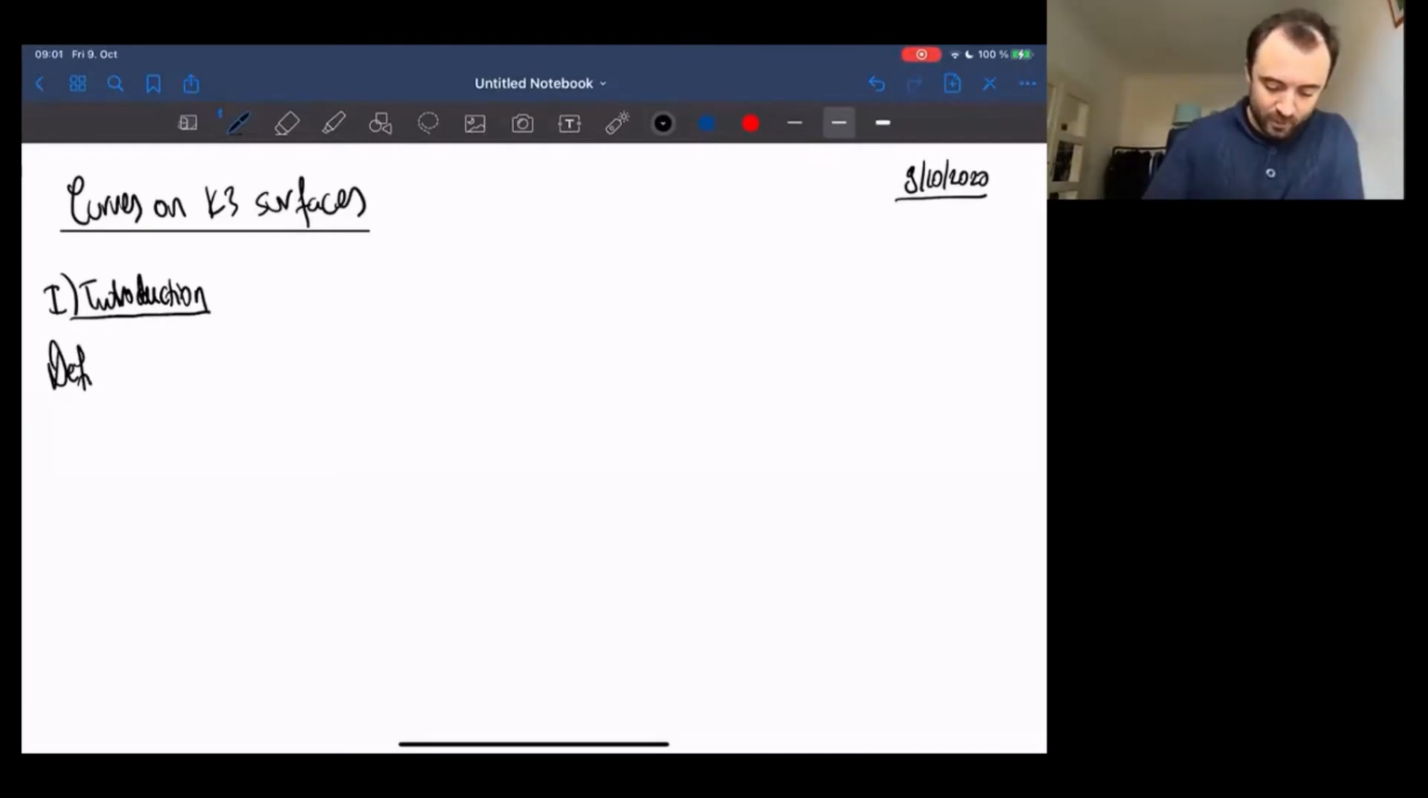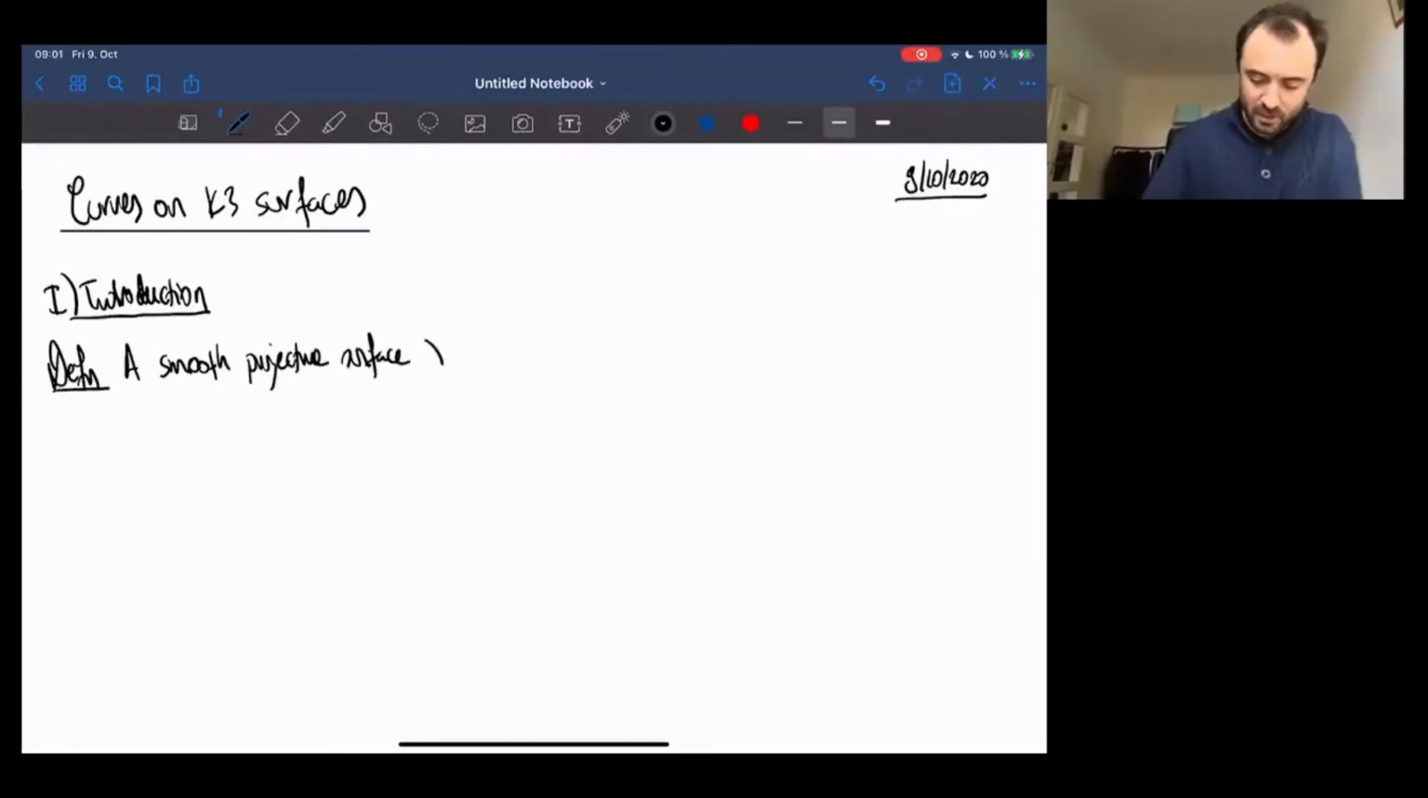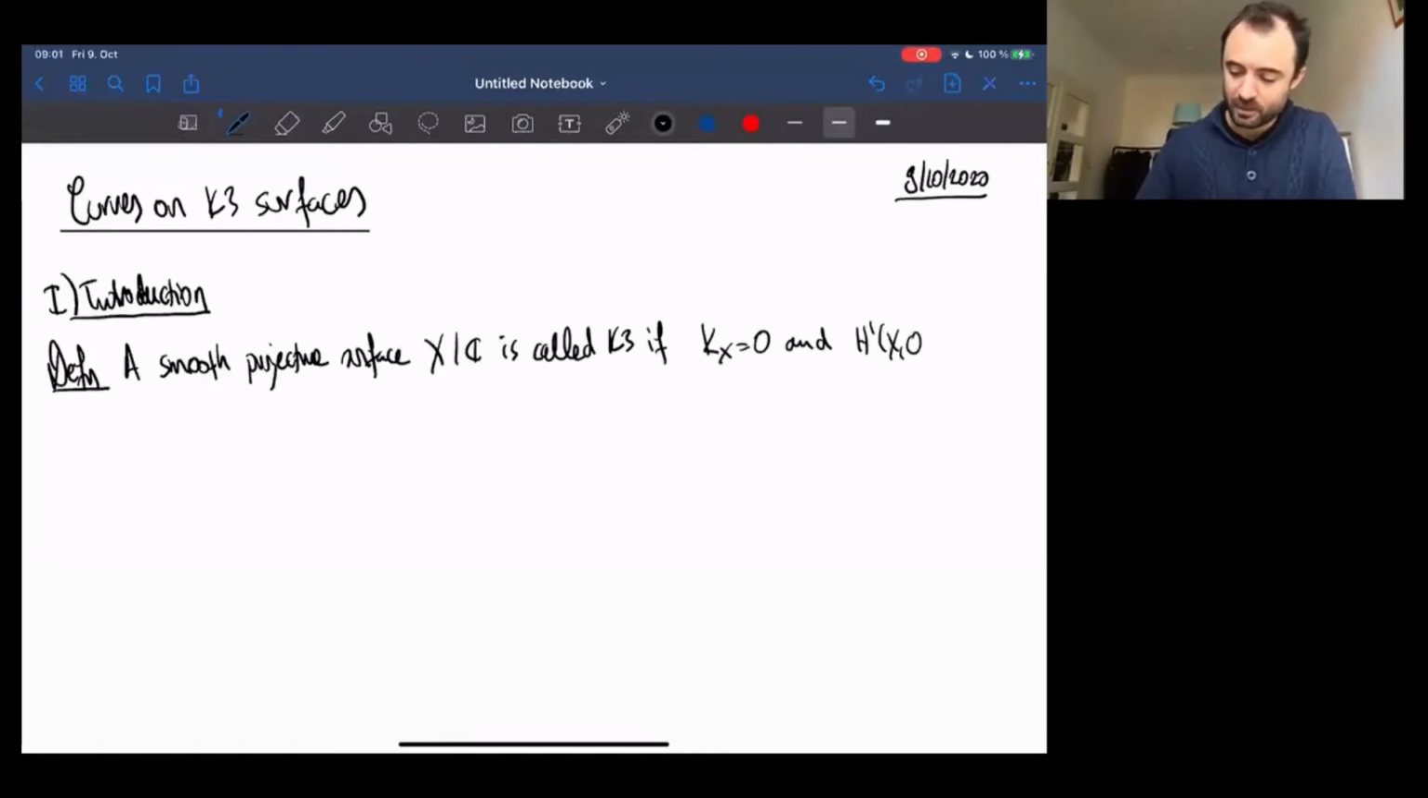So first I'll give you a definition of a K3 surface. For me, a smooth projective surface X over the complex numbers is called K3 if two things hold. First, if the canonical divisor is trivial. And second, if H1(X, O_X) is 0.